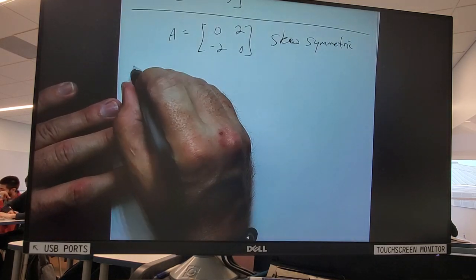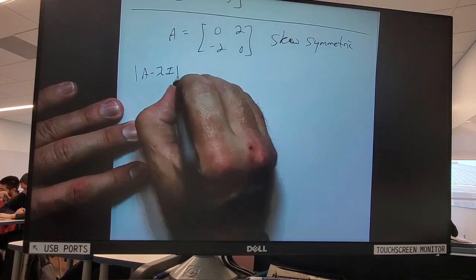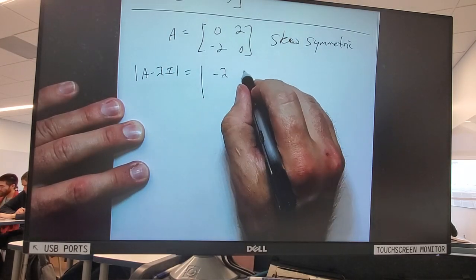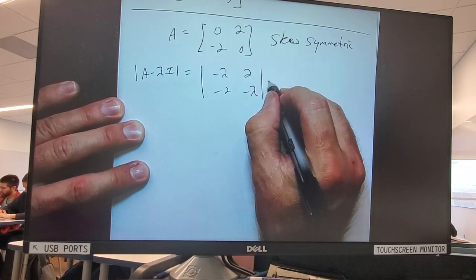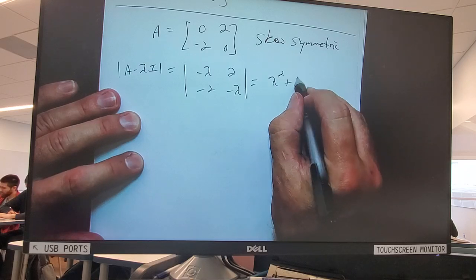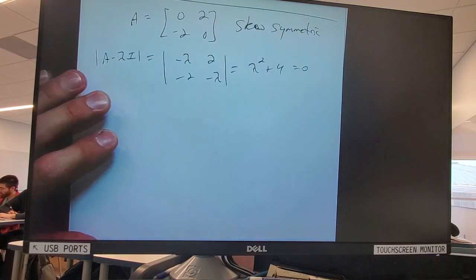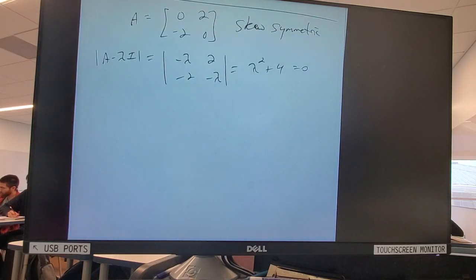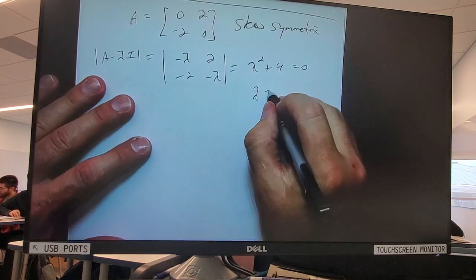So if I set up my A minus lambda I determinant, it'll be negative lambda, 2, negative lambda, and that would be lambda squared plus 4, yes? You guys are in 284. What are the answers to that? Plus or minus 2i, I like it.